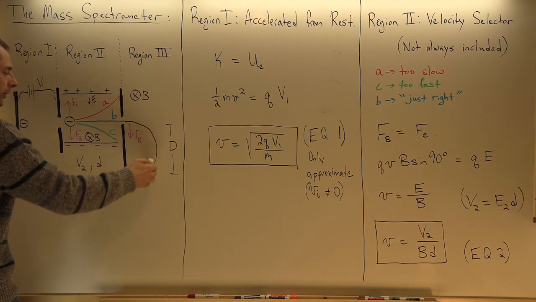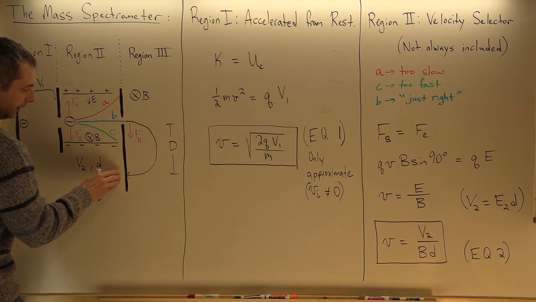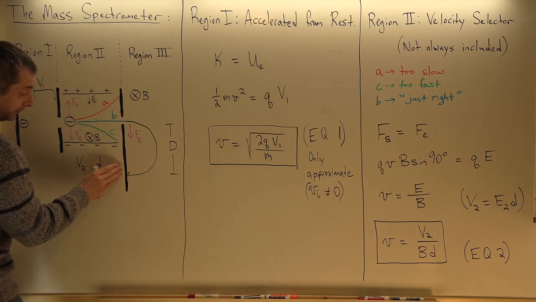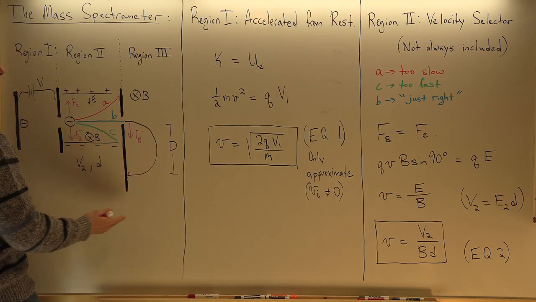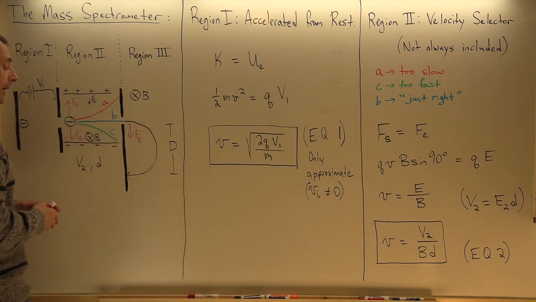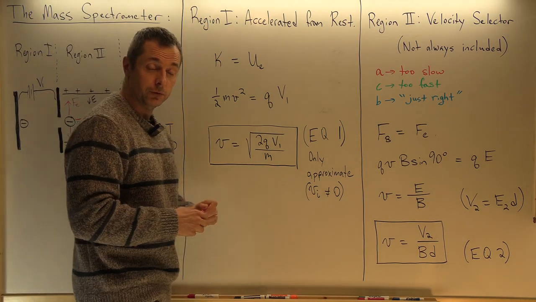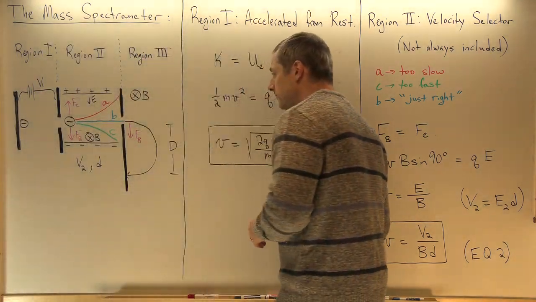And this curves in circular motion, and this ion will strike here. You could put different detectors here and see which detector strikes. Then you'll know the diameter and therefore the radius, and you could maybe solve for the mass of the particle. So that's how it works.